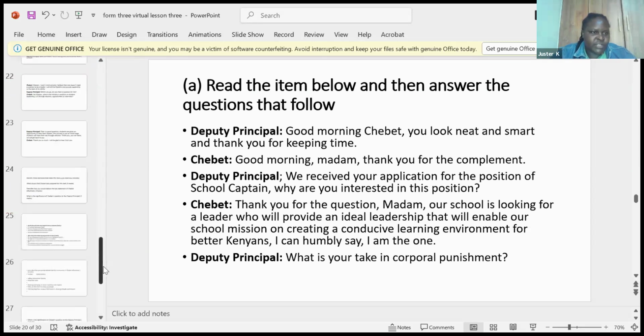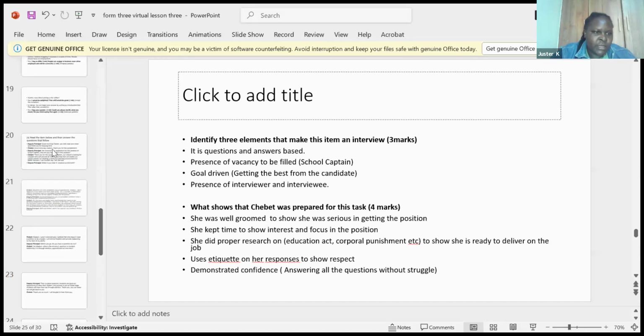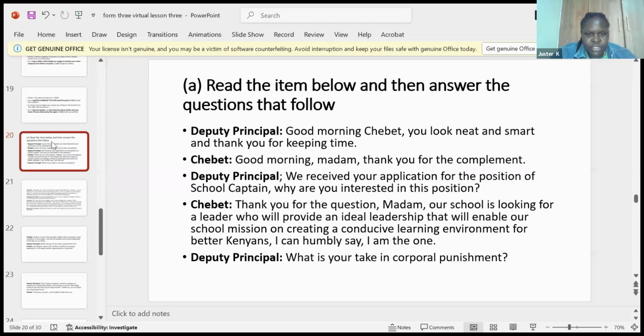The second point that shows that this is an interview, the presence of a vacancy to be filled, the mention of the school captain. Now, it is goal driven. They want to get the best candidate. That is why all these questions have been asked. They want to get the best candidate for this particular job. Now, goal driven, we'll go back to where the principal, the deputy principal, is asking, why are you interested in this position? They want to get the best of Chebet.